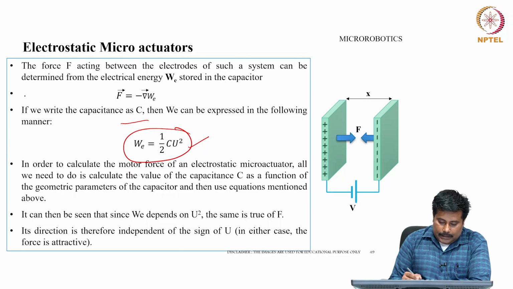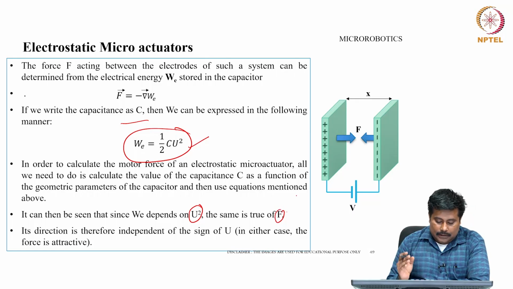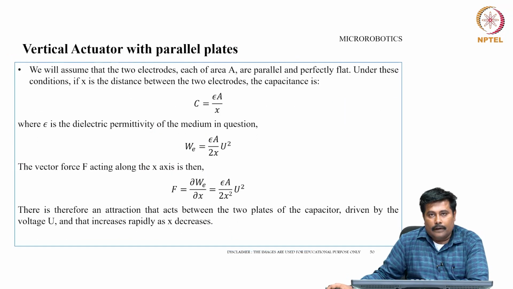So basically, if you look into this equation, the overall process depends upon U squared, and the same is true for F. So the direction is therefore independent of the sign of U. In either case, the forces are attractive.